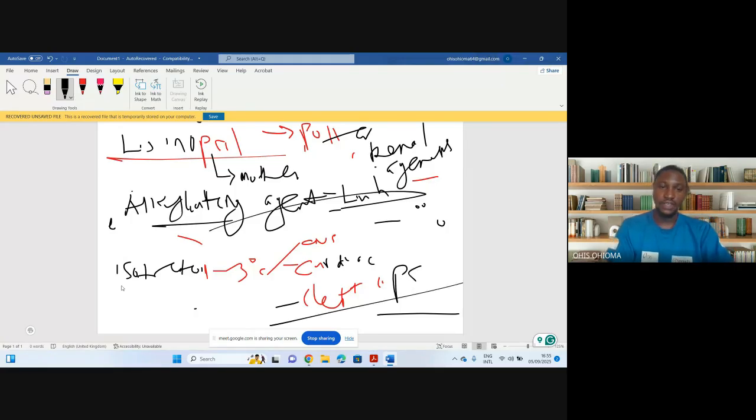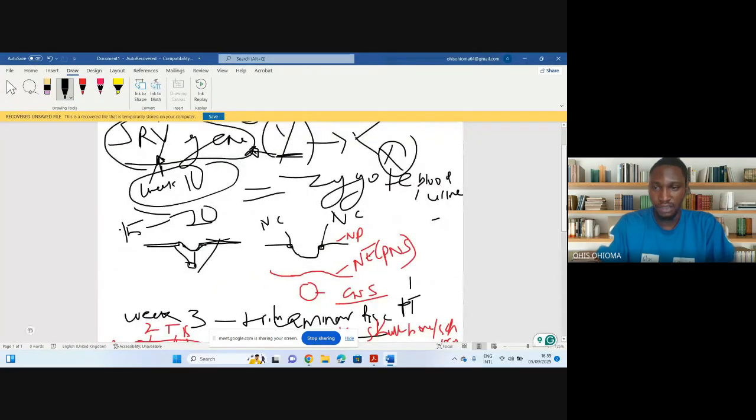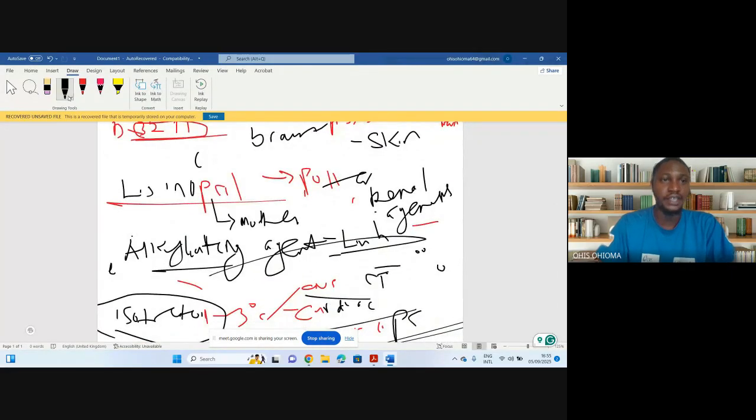So anytime you think of isotretinoin, just think of the 3 C's: CNS, cardiac, cleft lip. Very easy to remember, right? Some people even say it has craniofacial abnormalities. So you can also add that, craniofacial abnormalities, which is where the cleft lip falls under. It's a lot easier. The 3 C's: CNS, cardiac, and then craniofacial. Very easy, guys.